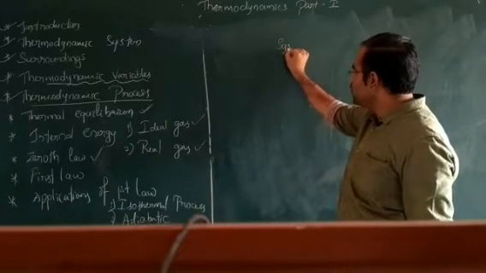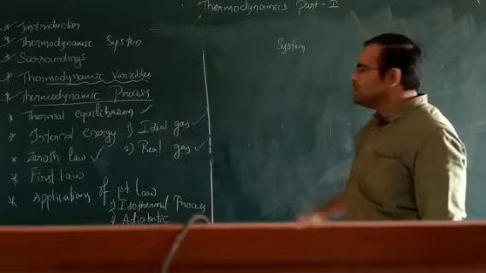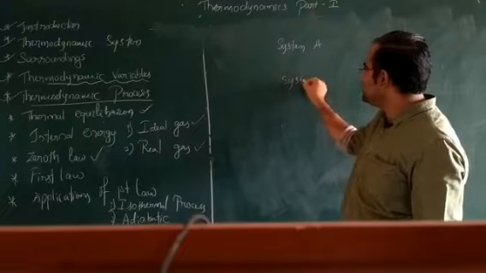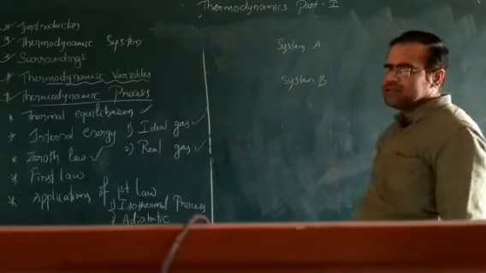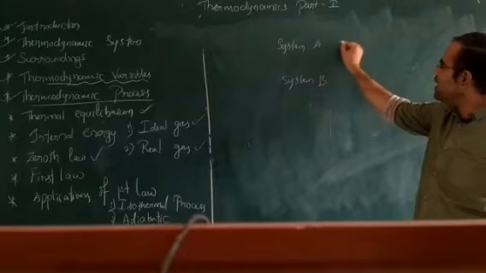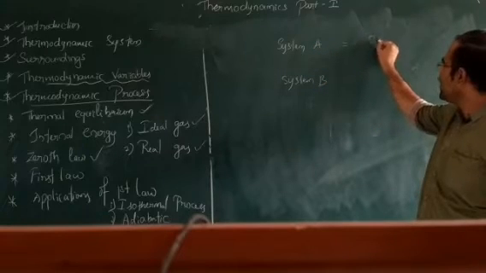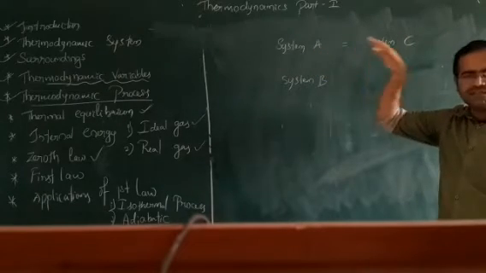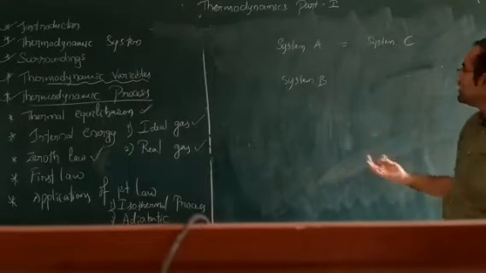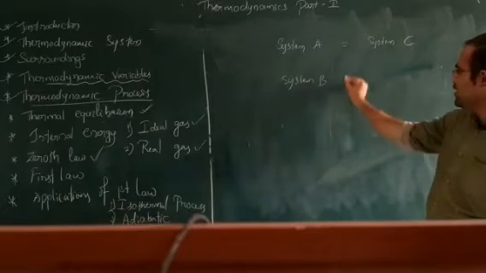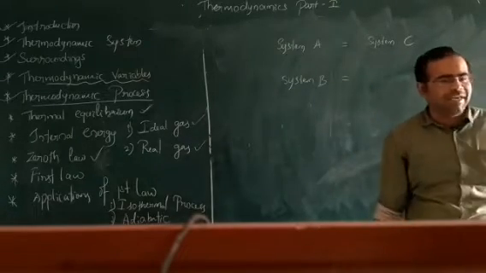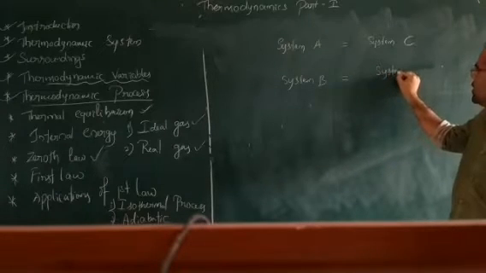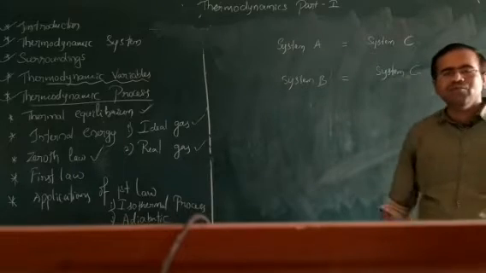So here I am going to consider two systems. Let us assume we can consider system A, and one more we are going to observe, system B. Now system A is in thermal equilibrium with system C. Similarly, system B is again in thermal equilibrium with system C.